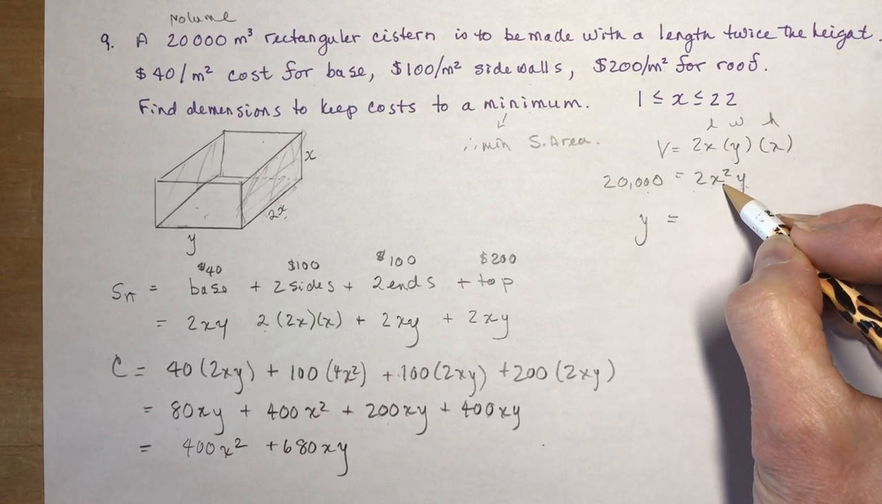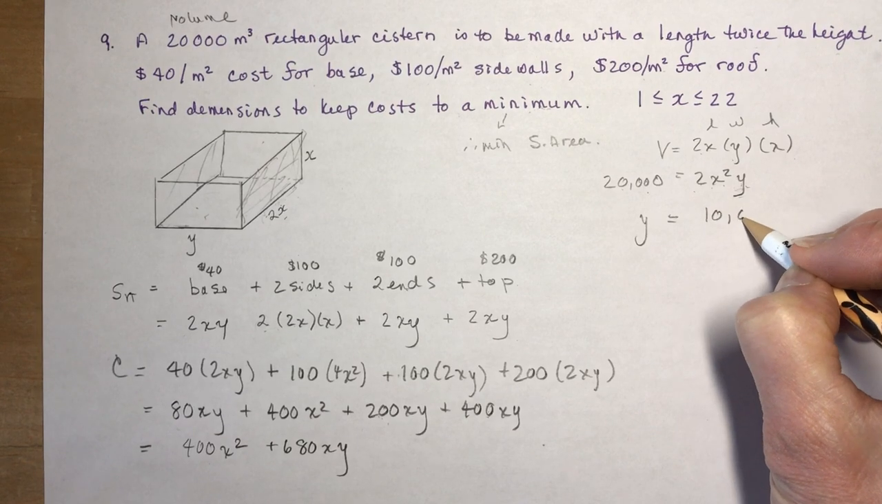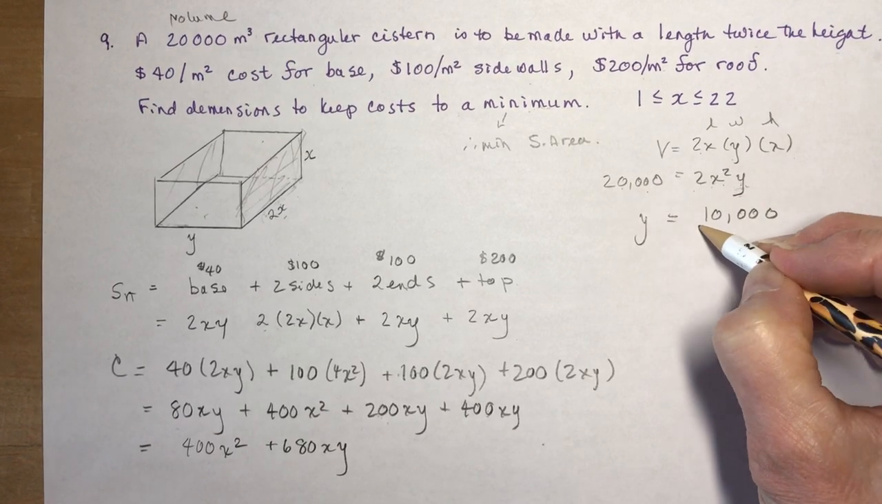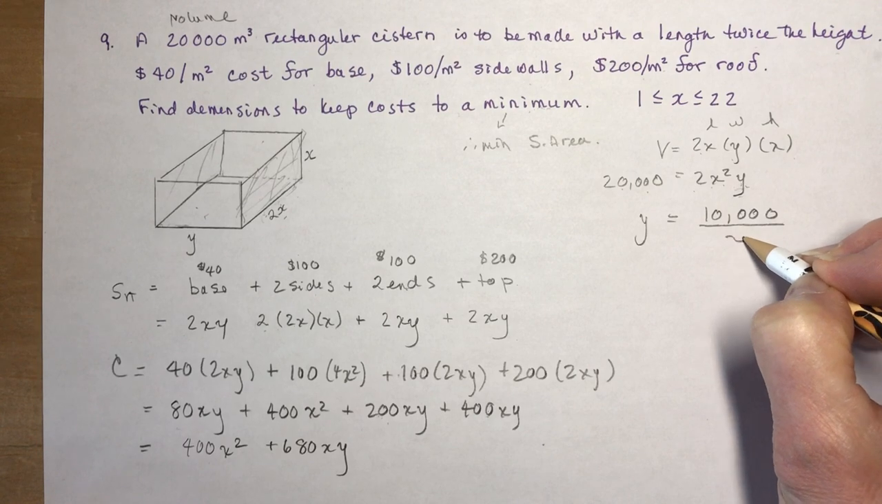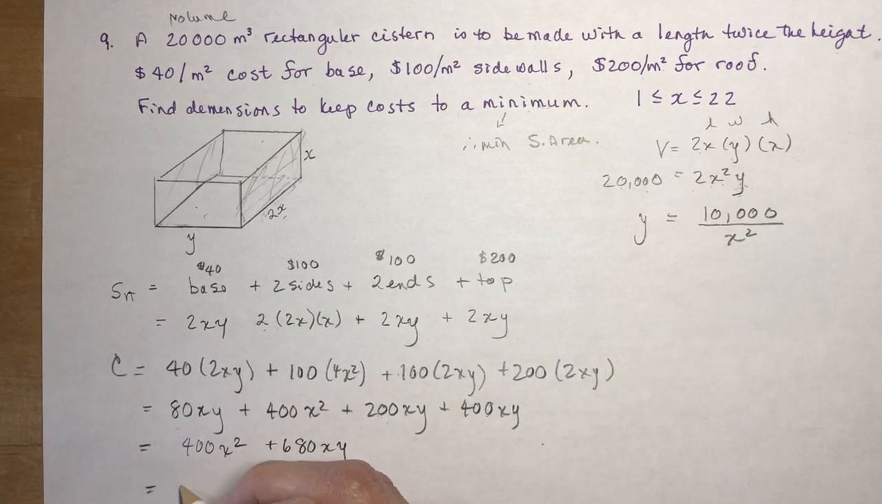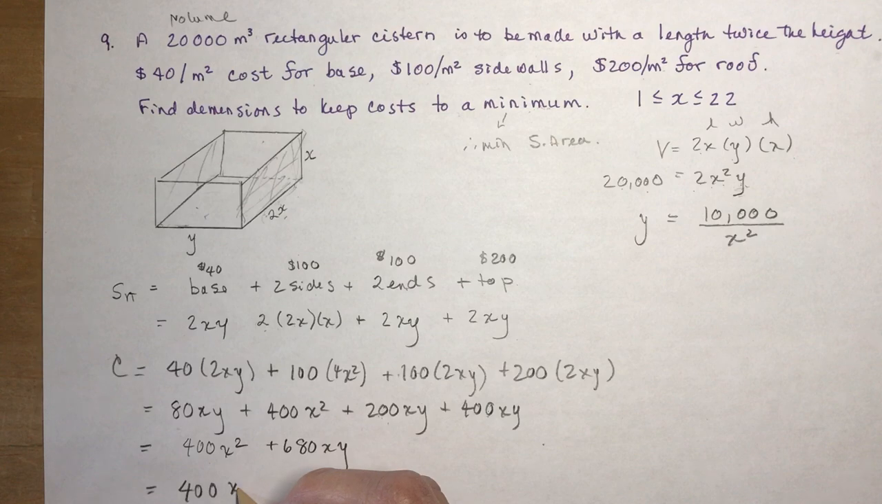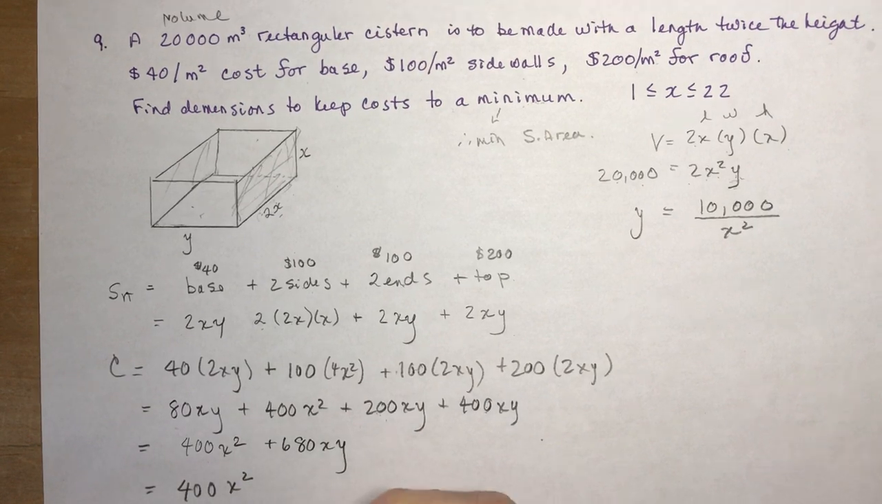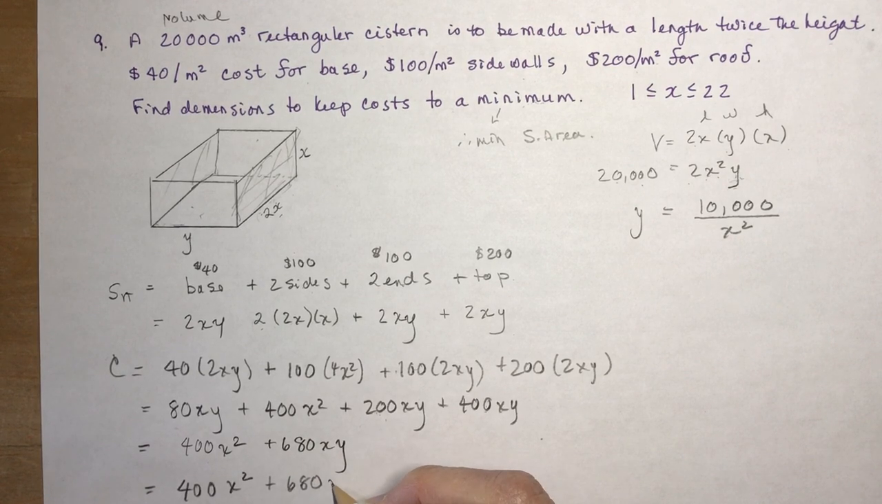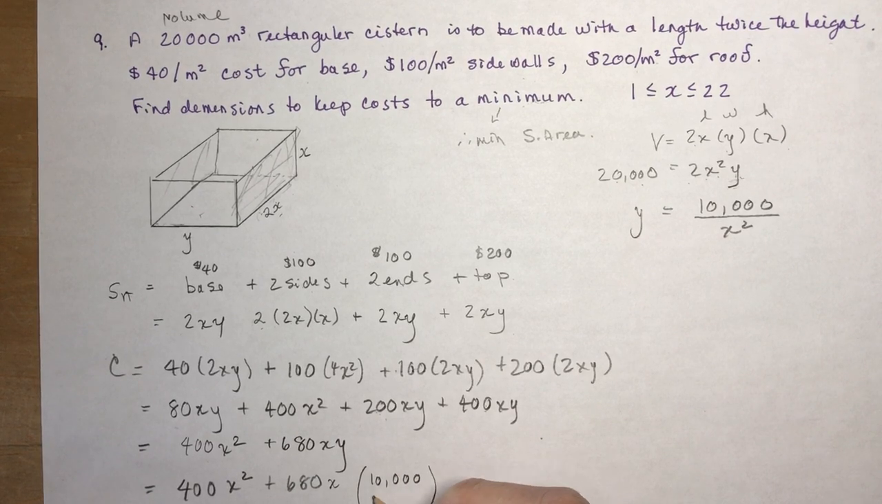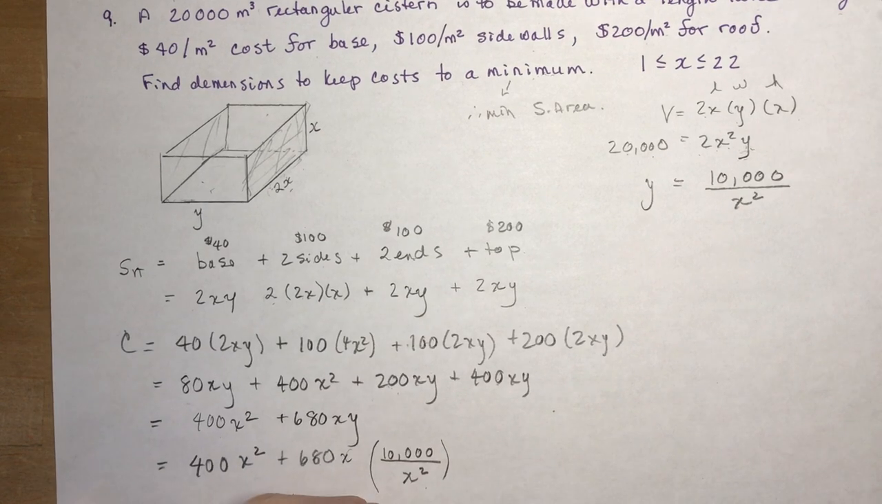So y is going to be 20,000 divided by 2x squared. So 10,000 divided by x squared. Okay, so now we're going to plug that in here. Plus 680x times 10,000 over x squared. Okay, so that's going to leave us with 1x in the denominator and this really huge number.